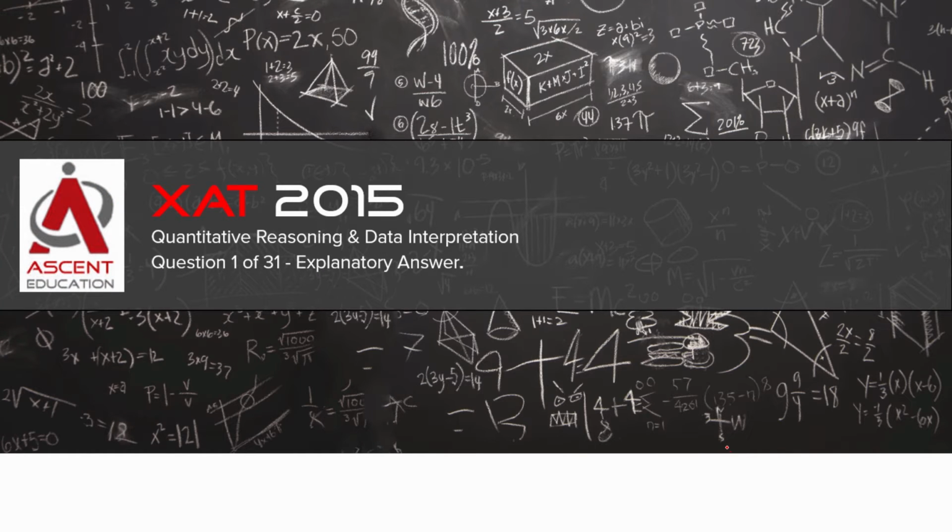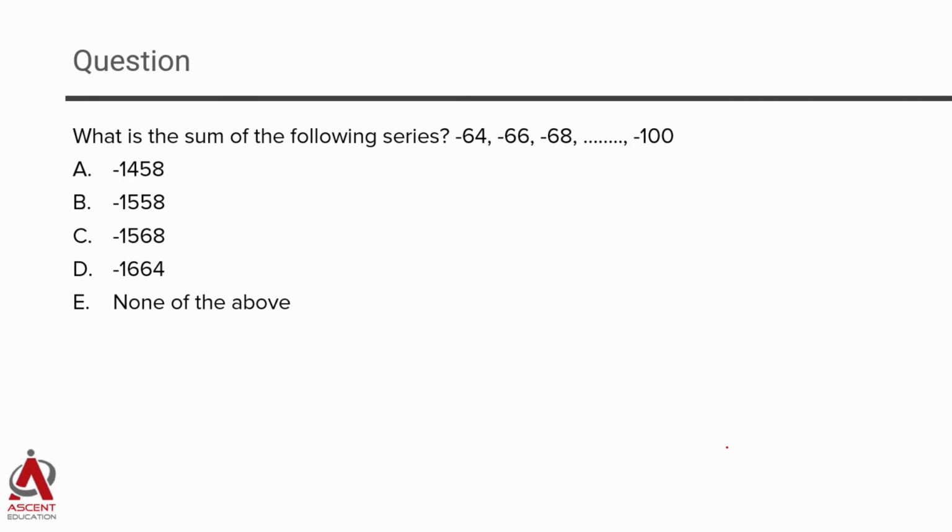This question is a XAT 2015 question. It's a part of the solutions provided by Ascent Education for XAT 2015 Quantitative Reasoning and Data Interpretation section. The section had a total of 31 questions. This is the first of the 31 questions. The topic that it appeared from is arithmetic progression. It's a really easy question. Let's have a look at the question.